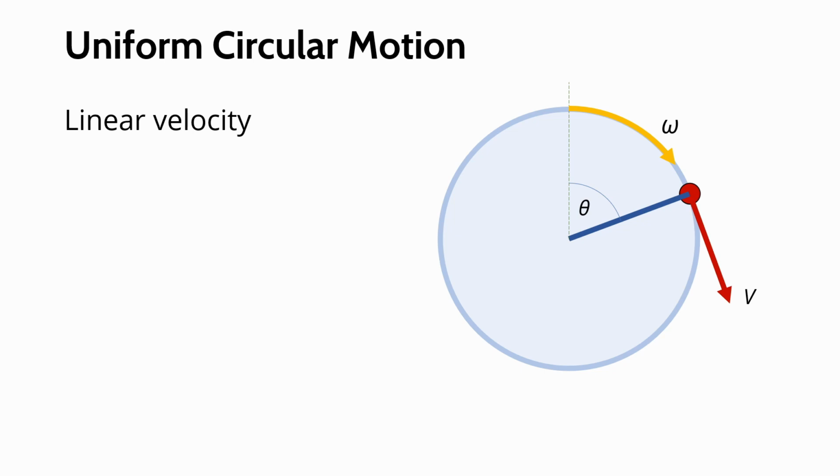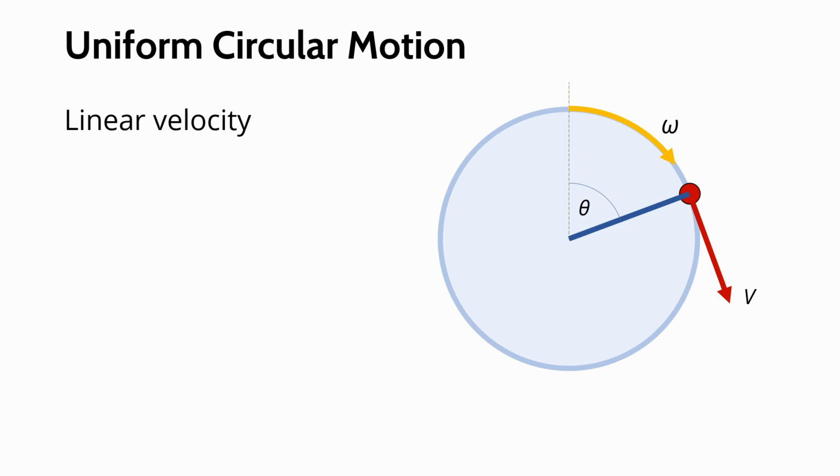Now, if we think how we can work this out, what's the relationship between v and omega? Think of one complete circle again. What's the distance around one complete circle? That's the circumference, which is 2 pi r, or pi d, where r is the radius of the circle.